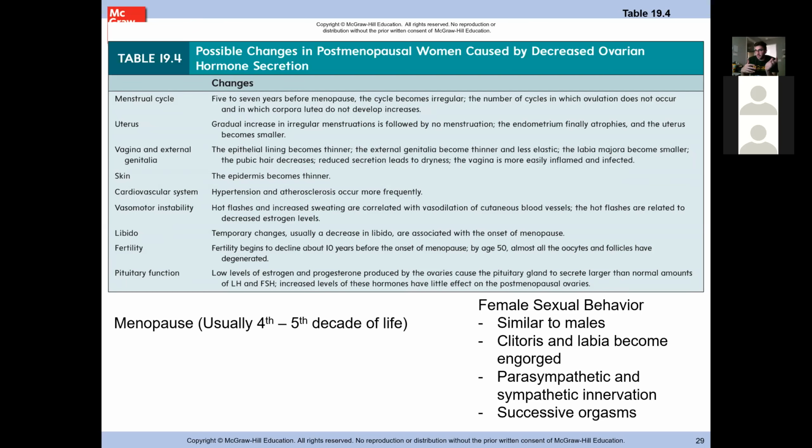Okay, so kind of shifting gears here. If we talk about orgasms for a second, which I know is kind of like, whoa, what? We just talked about menopause, and now we're talking about orgasms.